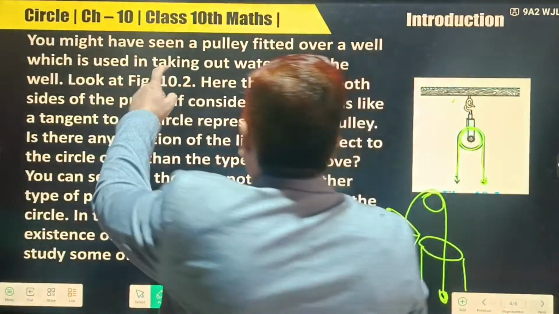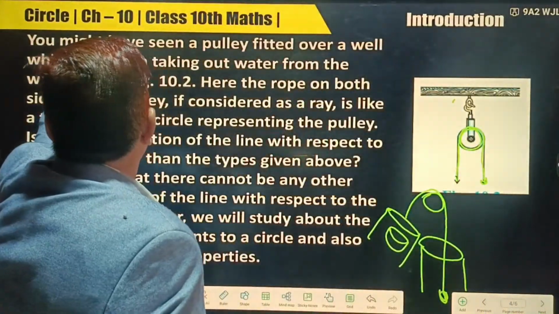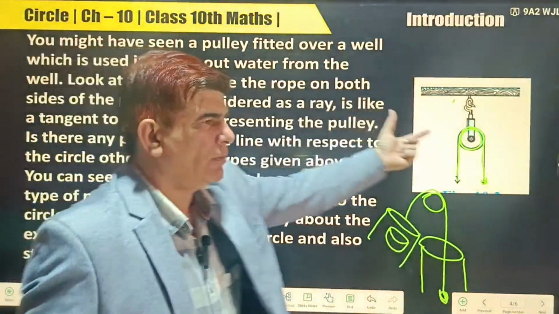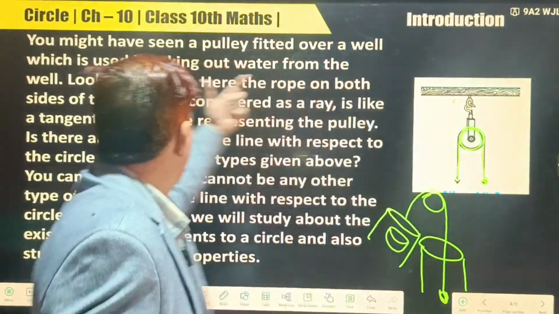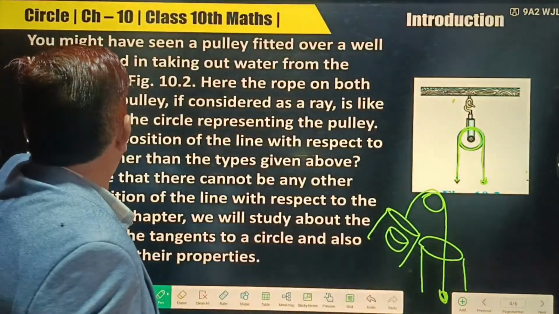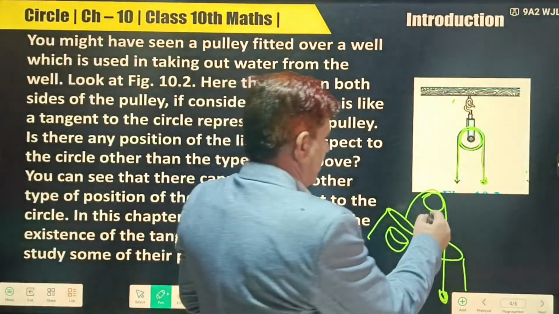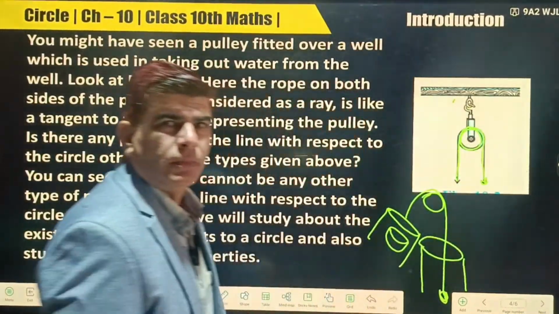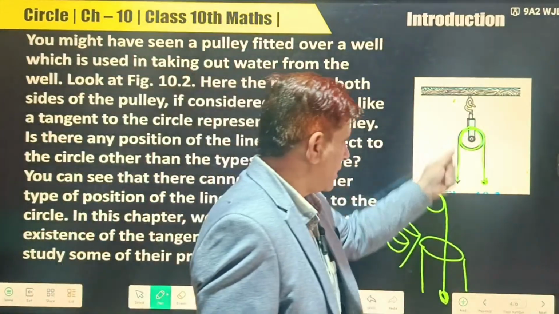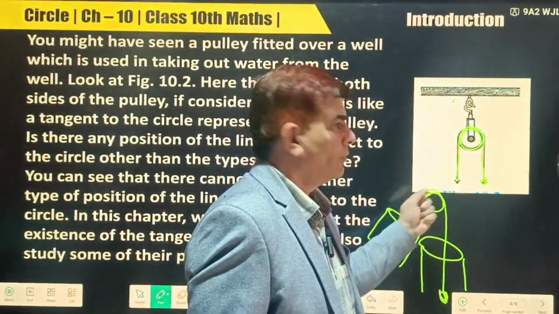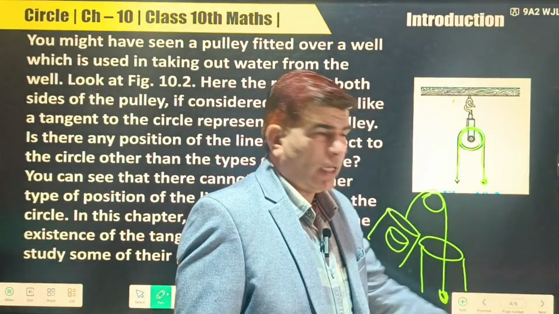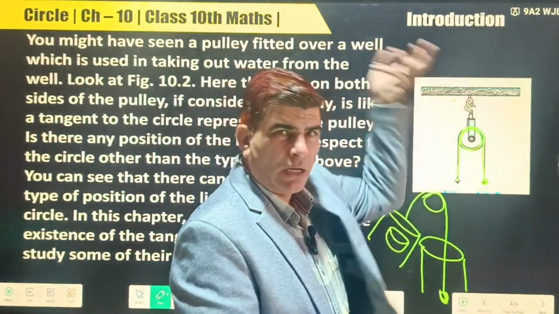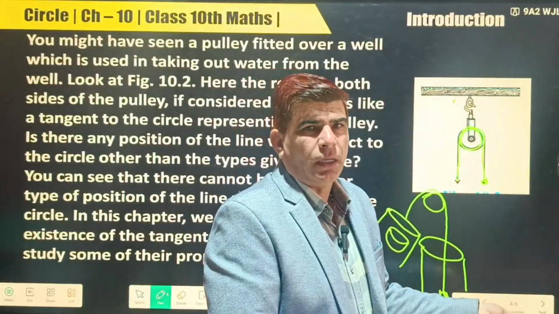So you might have seen a pulley fitted over a well, which is used for taking out water from the well. Look at the figure which is given here. Here is the rope on both sides of the pulley. Understood? One person standing here and doing like this. First time putting it inside, taking water and then taking back like this. So water comes outside in the bucket.